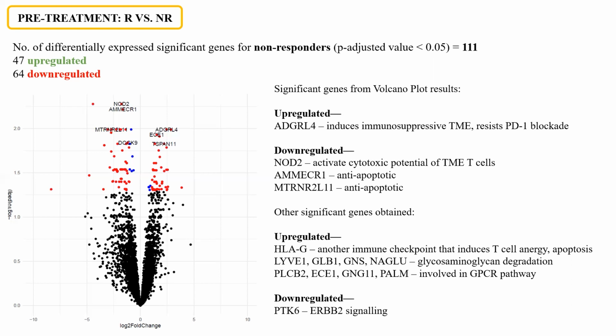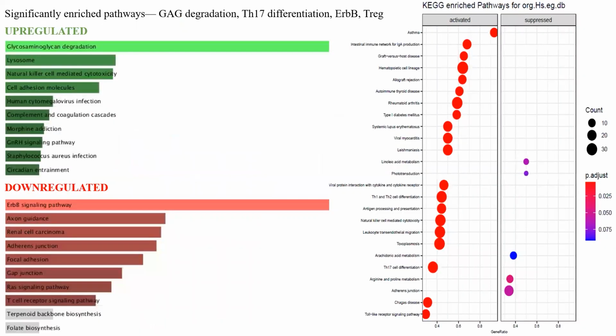Among down-regulating pathways, the most significant one was protein tyrosine kinase 6. So PTK6 is involved in another process which is known as ERBB signaling, which I will again discuss in the next slide. So after having looked at my DESeq results with the differentially expressed genes, I then looked into the significantly enriched pathways. And the most significantly enriched pathway to be upregulated was glycosaminoglycan degradation, or GAG degradation.